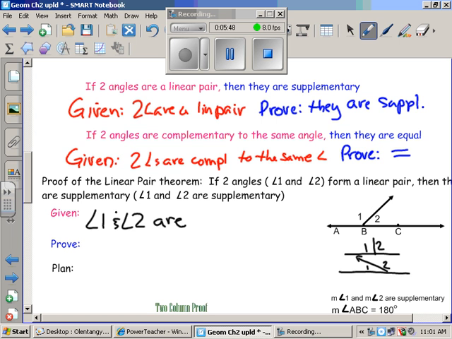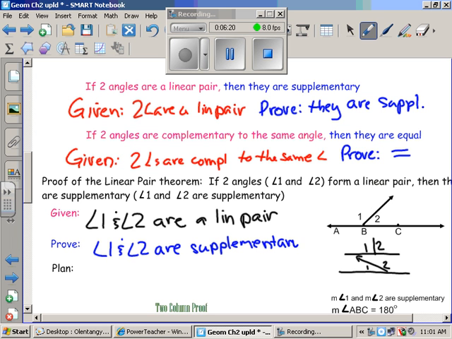But do you see how it's kind of the same statement? Okay. Same thing with my proof. Instead of saying they are supplementary, I'm going to say angle 1 and angle 2 are supplementary. But then once I prove that it's true for angle 1 and angle 2, doesn't it work for any linear pair? It doesn't really matter what, because I could draw it any way I want. It would still work. Right?